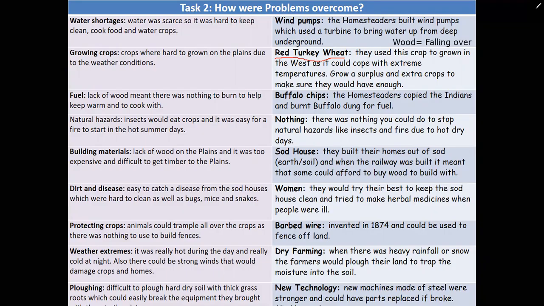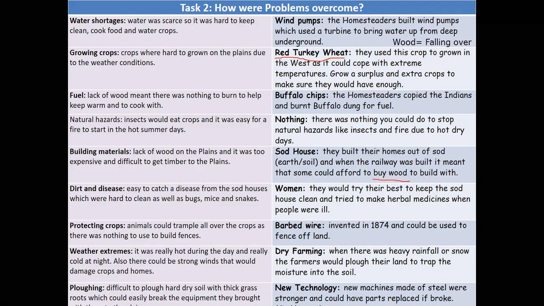Building materials, we've mentioned this. The problem was the lack of wood, so people used sod houses. I won't go into too much detail, but they built their homes out of sod. When the railway was built, it meant that some could afford to buy wood to build with. So when the railroad came about, some people did travel and buy wood, which was really useful. The railroad was a significant advancement, especially for the settlers who were trying so desperately to achieve manifest destiny.